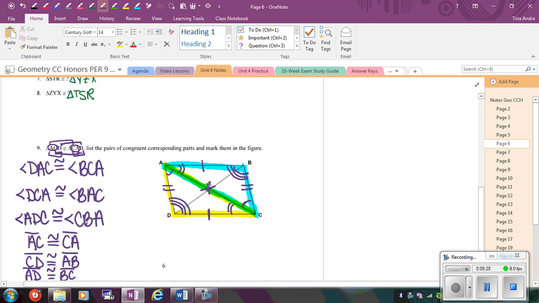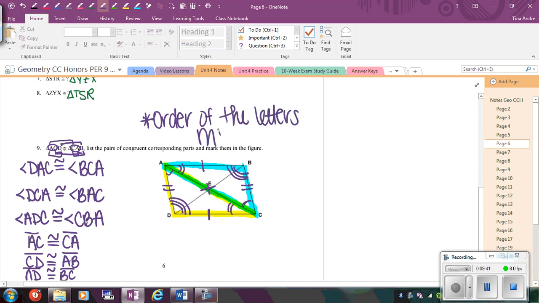And before we end this, let's make a note here that order of the letters does matter. So pay attention to that when you're doing your check your understanding problems. The order matters. So go ahead, get some key ideas written down, and then complete your check your understanding problems, and we will talk about those in class tomorrow.